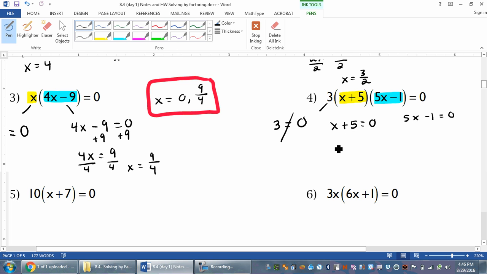Subtract 5 from both sides. x equals negative 5. Here, you're going to add 1 to both sides. You have 5x is equal to 1. Divide by 5. x is going to equal 1/5. Again, you're going to put them in order. My two solutions are negative 5 and 1/5.